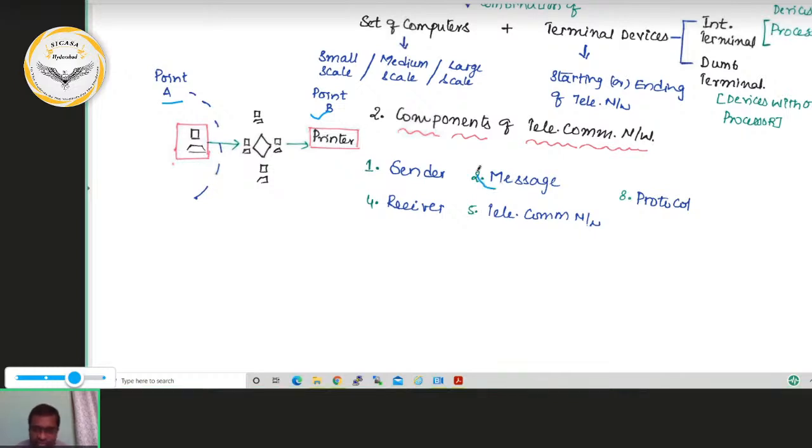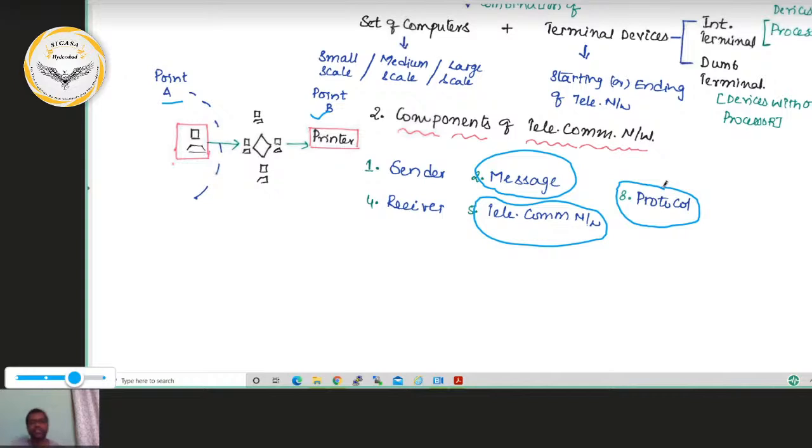So what do you mean by message? A message is nothing but the data which a sender is transmitting to the receiver. And how will the data be transmitted? Over a telecommunication network. This telecommunication network can be a guided medium or unguided medium, an entire framework which we will see. And the last one is called a protocol. So what do you mean by protocol? A protocol is nothing but a set of rules.